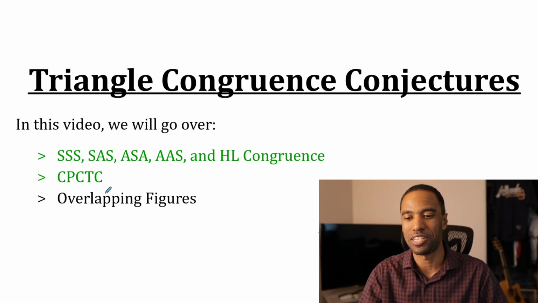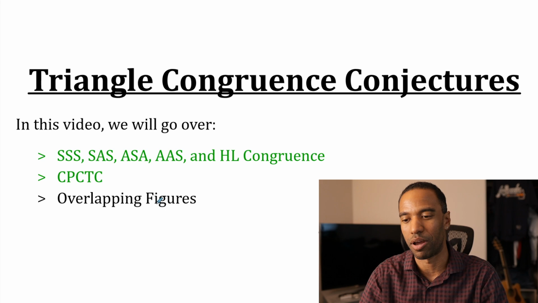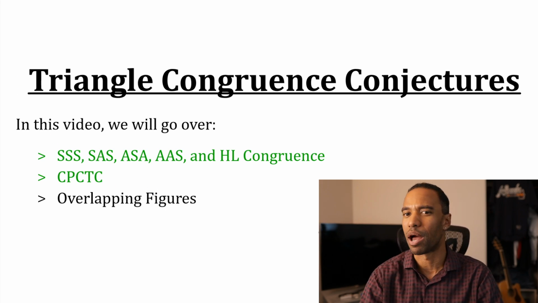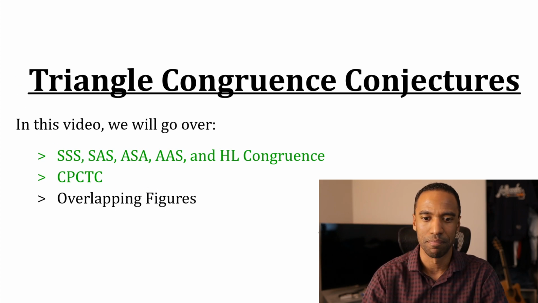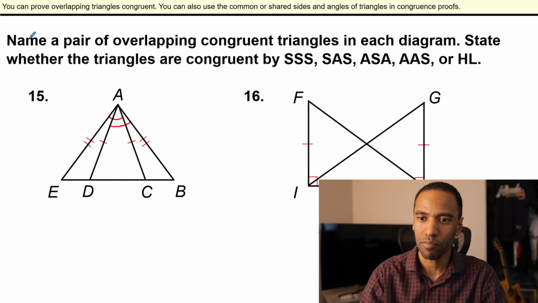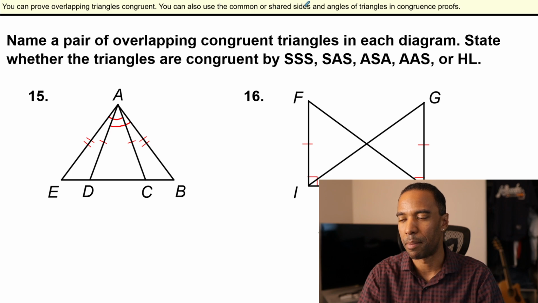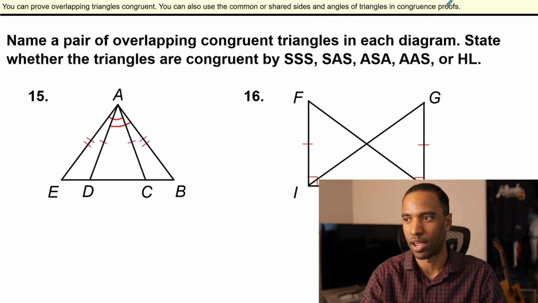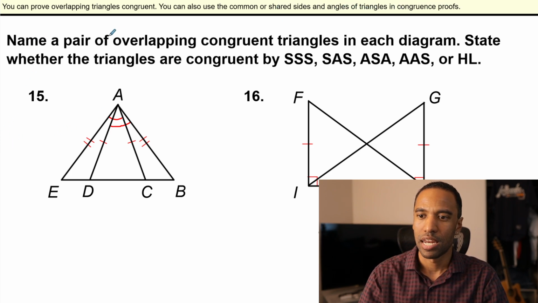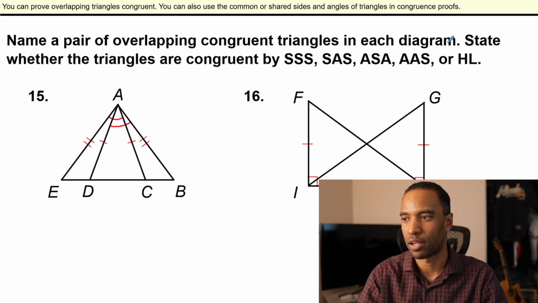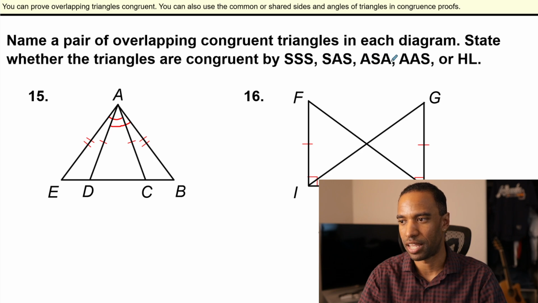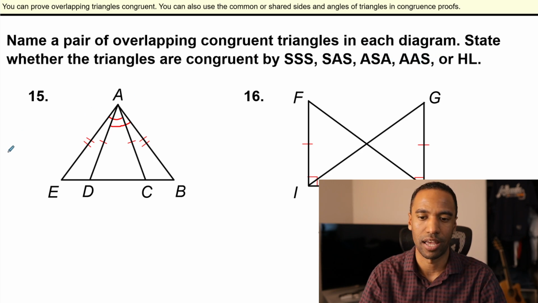All right, that's CPCTC. Let me do some more complex looking problems with overlapping figures. A lot of reflexive properties are going to come into play here. This is the last bit. I'll kind of rush through it. All right, you can prove overlapping triangles congruent. You can also use the common or shared sides and angles of triangles in congruence proofs. Name a pair of overlapping congruent triangles in each diagram. State whether the triangles are congruent by side, side, side; side, angle, side; angle, side, angle; angle, angle, side; or HL.